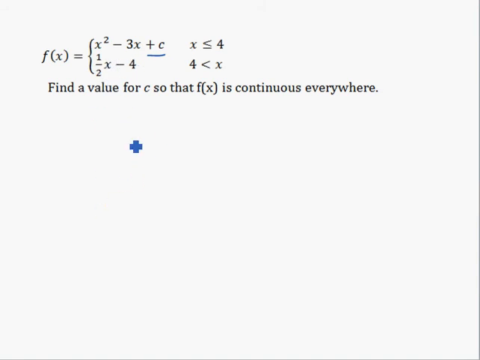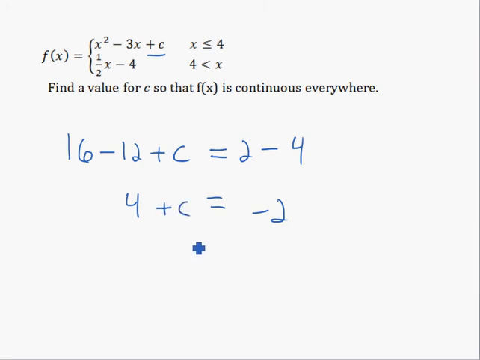So we need to plug 4 into the top part, and that's going to give us 16 minus 12 plus c, which had better equal the same exact thing as where this starts at 4. And 4 times a half is 2, minus 4. So this side's negative 2, and this side is 4 plus c. So c has got to be negative 6.